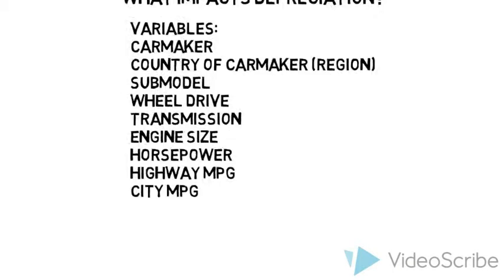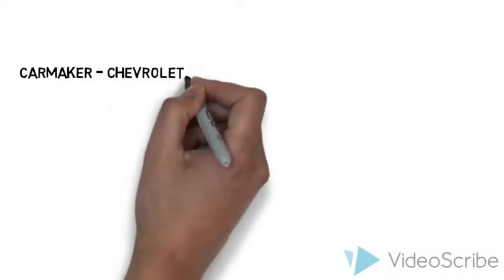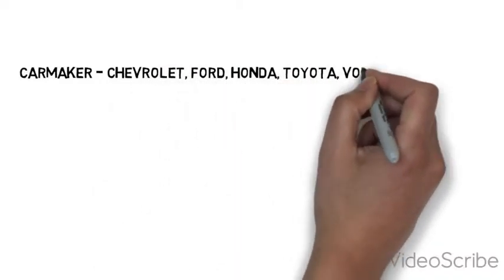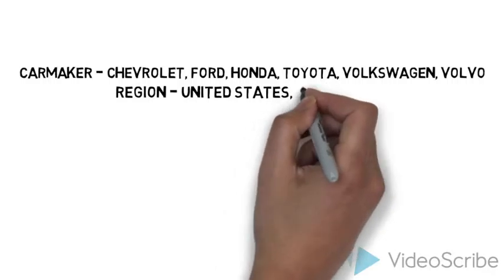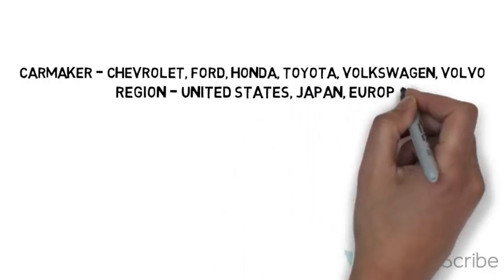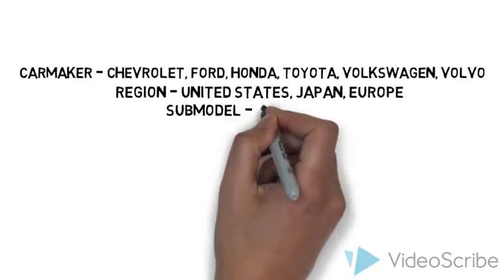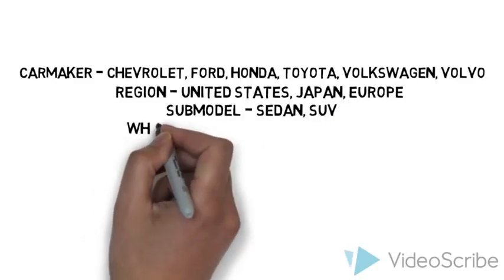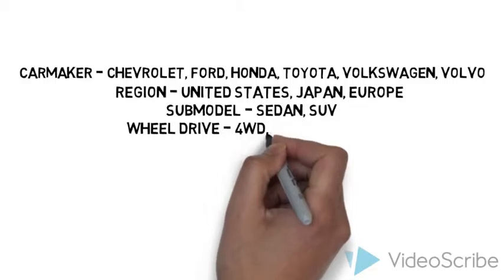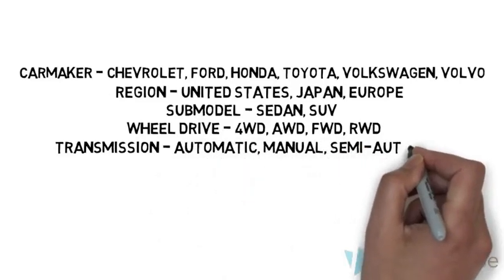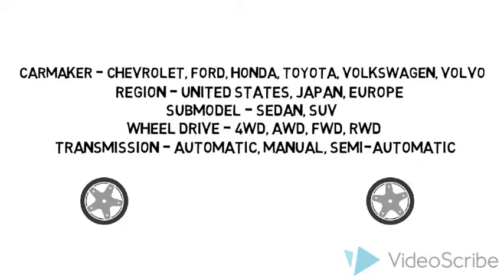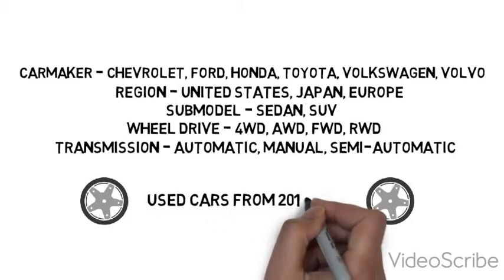Some of these were categorical variables. So car maker has the categories Chevrolet, Ford, Honda, Toyota, Volkswagen, and Volvo. For region, it can be broken up into the United States for Chevrolet and Ford, Japan for Honda and Toyota, and Europe for Volkswagen and Volvo. Submodel was sedan and SUV, wheel drive, four-wheel drive, all-wheel drive, front-wheel drive, and rear-wheel drive. And finally, transmission is automatic, manual, or semi-automatic. For this analysis, we only considered used cars from 2014 to 2010.